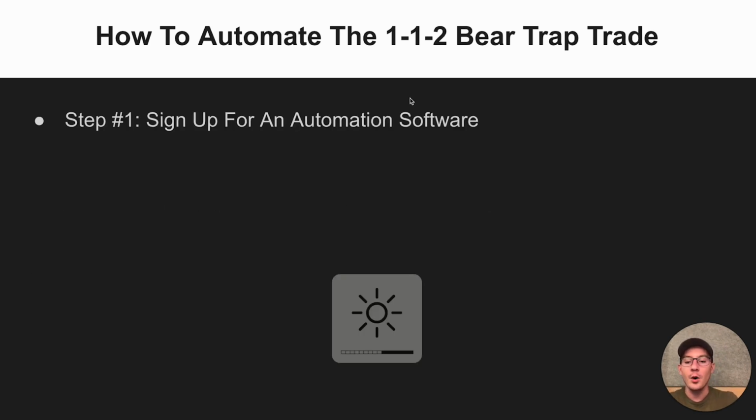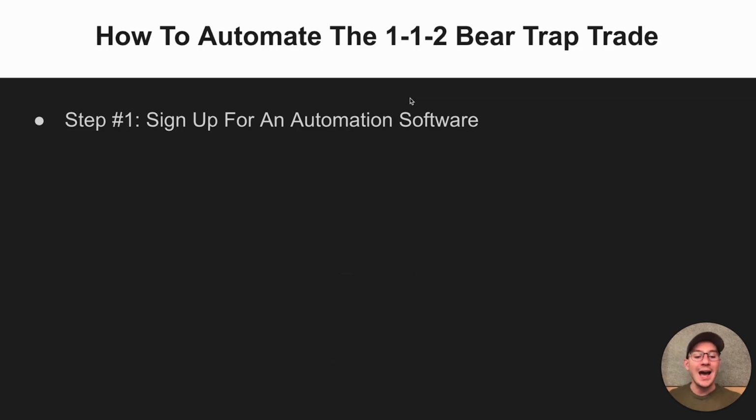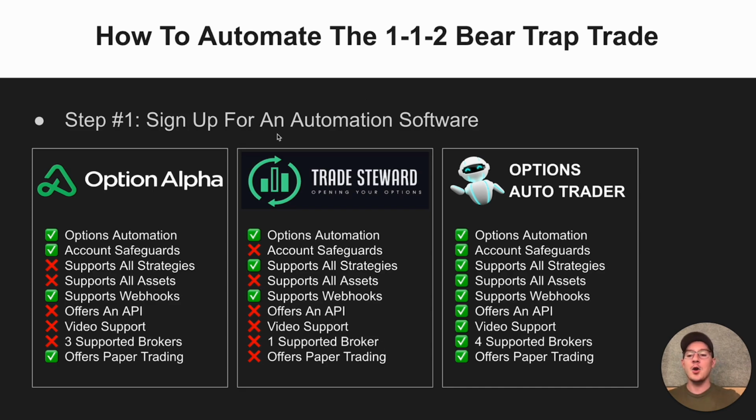Okay, there's 4 simple steps for this. Number 1, sign up for an automation software that will allow this. Again, you have Option Alpha, which allows for options automation, and they're pretty decent. They offer paper trading, very minimal support to help you out, and they also don't support futures options. So you would have to do this on an asset that it's not really best for, like SPY or SPX, which isn't the best for this strategy.